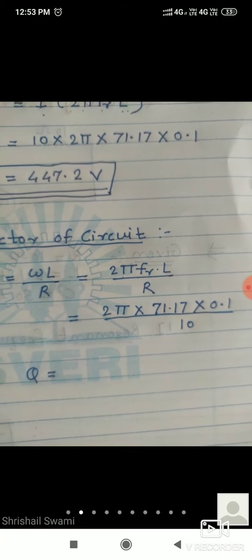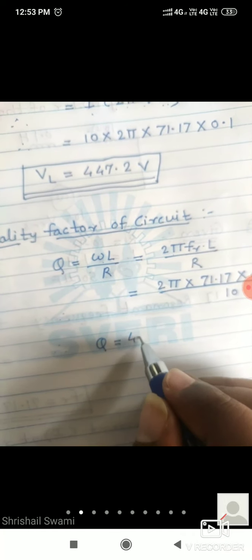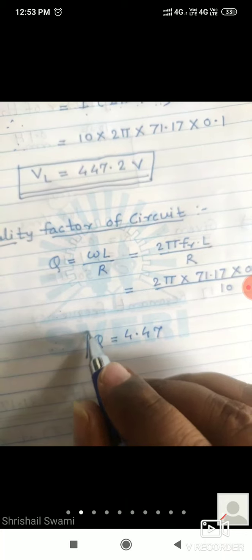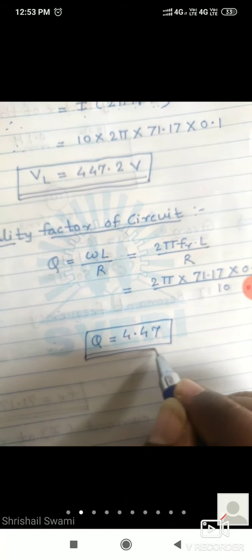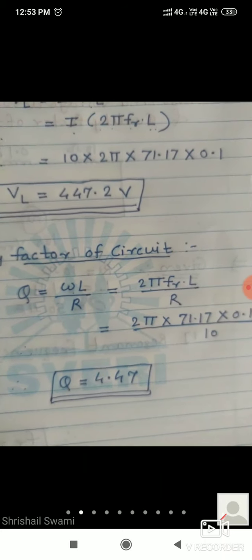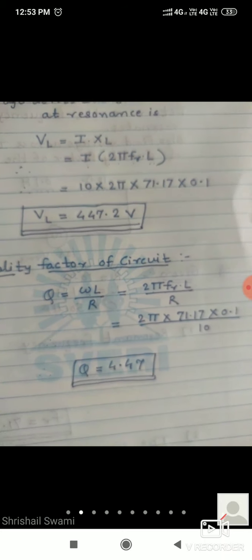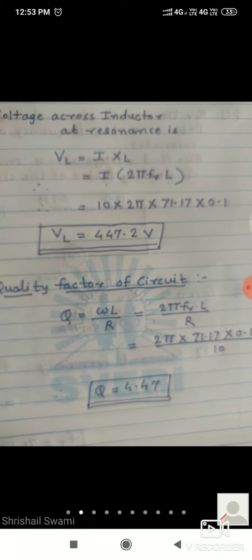किती येते Q? 4 point? Yes, very good. 4.47 is the correct answer of Q. Okay, so we got each and every answer. So any doubt in this problem particularly? या प्रॉब्लेम मध्ये काय डाउट?